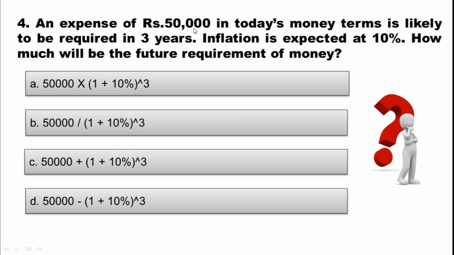An expense of rupees 50,000 in today's money terms is likely to be required in 3 years. Inflation is expected at 10%. How much will be the future requirement of the money? So choose the correct formula. And the correct option is option A.